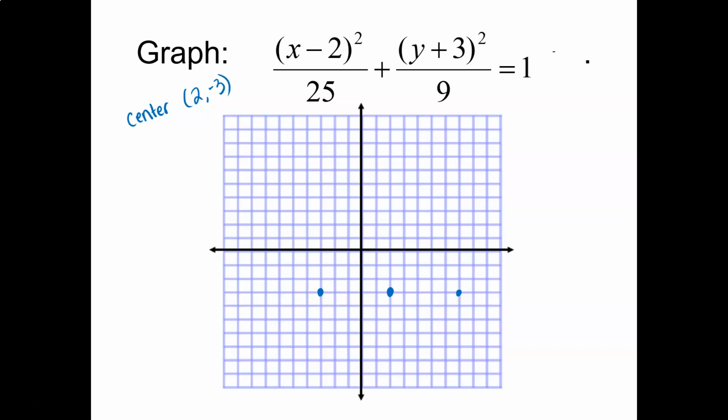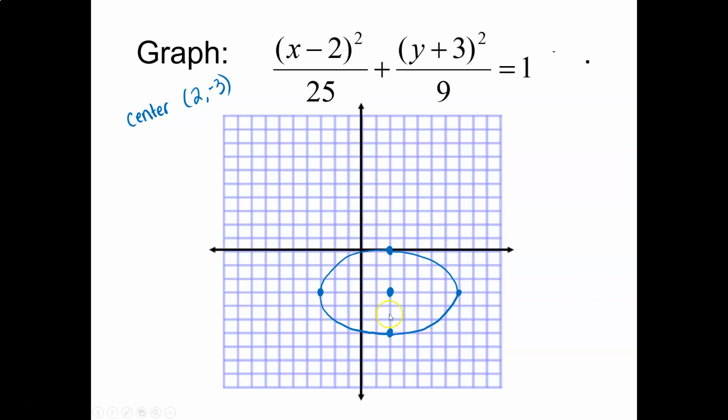I'm also going to take the square root of this 9 right here, which gives me 3. And that's my vertical distance. It's underneath my y, so it's my vertical distance from the center. So 1, 2, 3, up and down, 1, 2, 3, right here. And then you're just going to do the best you can to draw in a nice, pretty ellipse there. They're not the easiest to draw well, but you can get an idea of what it would look like there. Okay, questions?